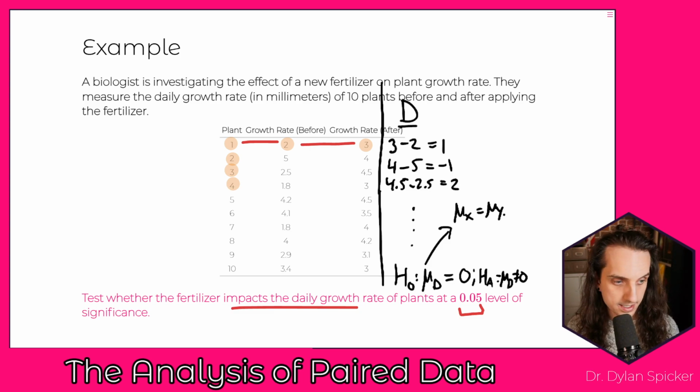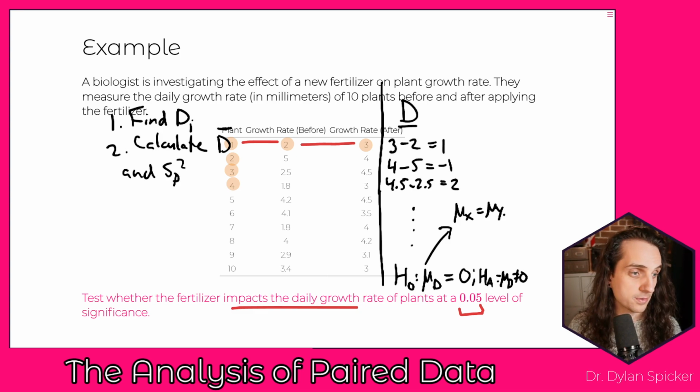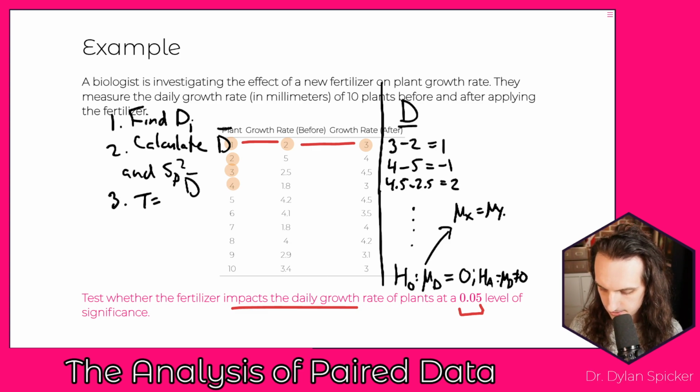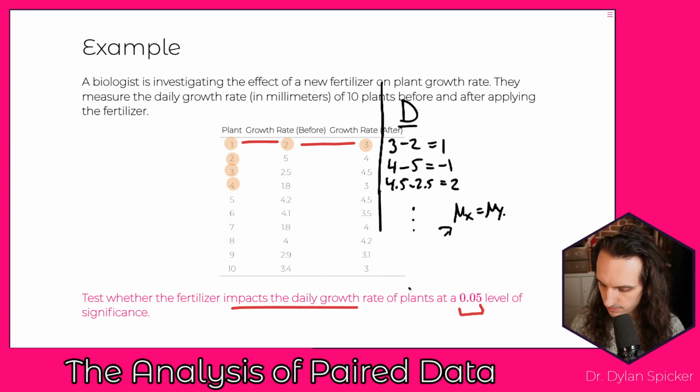Our process is going to be, on the whole, first to find our individual differences. Second, once we have those, we can calculate our d bar and our sample variance. Then for the third piece, we're going to want to calculate our test statistic. In this case, that is d bar divided by SD over the square root of n. This should follow a t distribution with n minus 1 degrees of freedom if that null hypothesis is actually true. That's the basic framework that we're going to go through here.